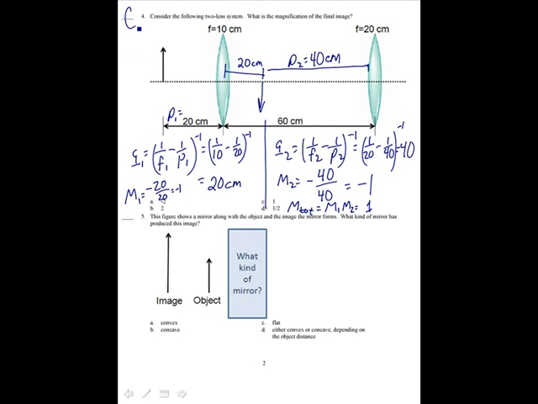This figure shows a mirror along with an object and the image the mirror forms. What kind of mirror has produced this image? Let's see, I changed this so that the image was inverted. All you really need to know then is that the image is a real image, right, because it's on the same side as the object. And the only mirror that produces a real image is a concave mirror. That's a mirror that's like this.